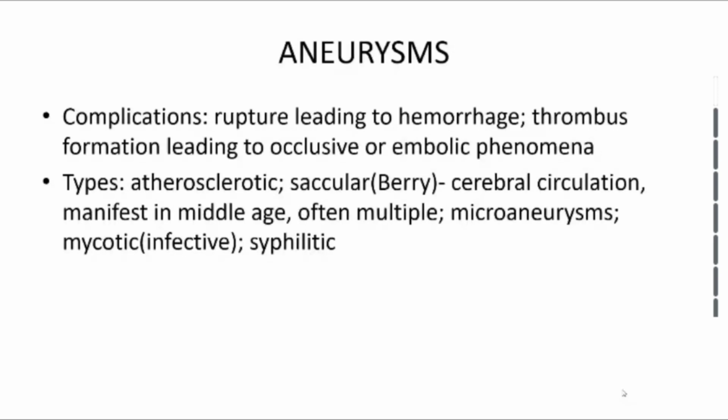They manifest in middle age, and they're often multiple, that is more than one. There'll be several of them at the base of the brain. Then we have what we call microaneurysm. Basically, these are very small aneurysms, maybe in very small vessels, but they're still aneurysms all the same. So micro, very small. Then mycotic, when you talk of mycotic aneurysm, you talk of infective. So there is infection of bacteria to the blood vessels or something that causes it to become weak, and so you end up with an aneurysm, and we call it mycotic or infective aneurysm.